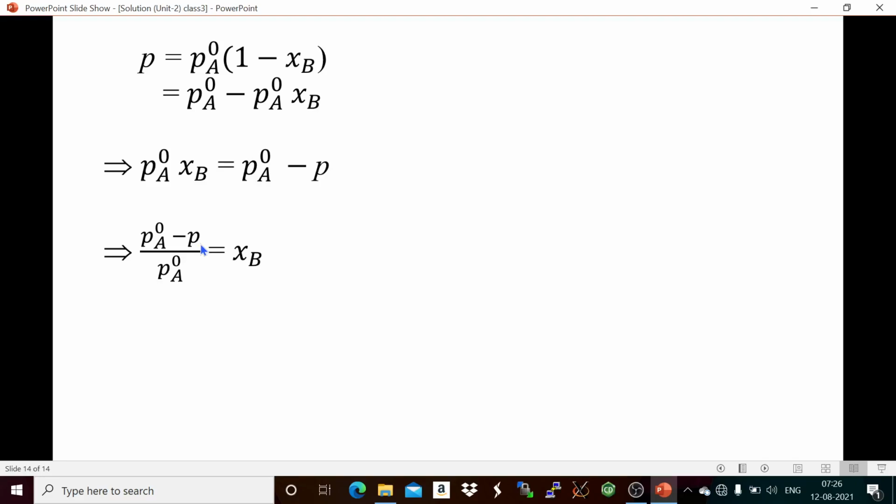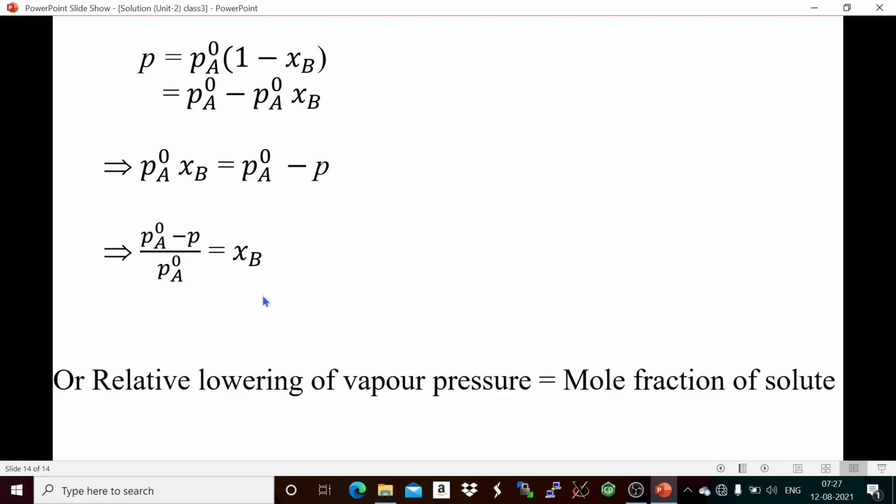PA naught minus P, that is the lowering of vapor pressure, divided by PA naught, this term is known as the relative lowering of vapor pressure, which is equal to the mole fraction of the solute which is non-volatile. So we can say that relative lowering of vapor pressure is equal to the mole fraction of the solute.